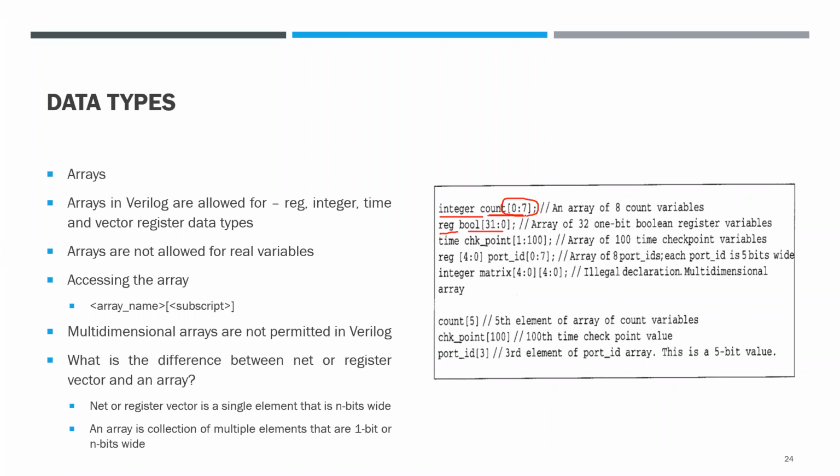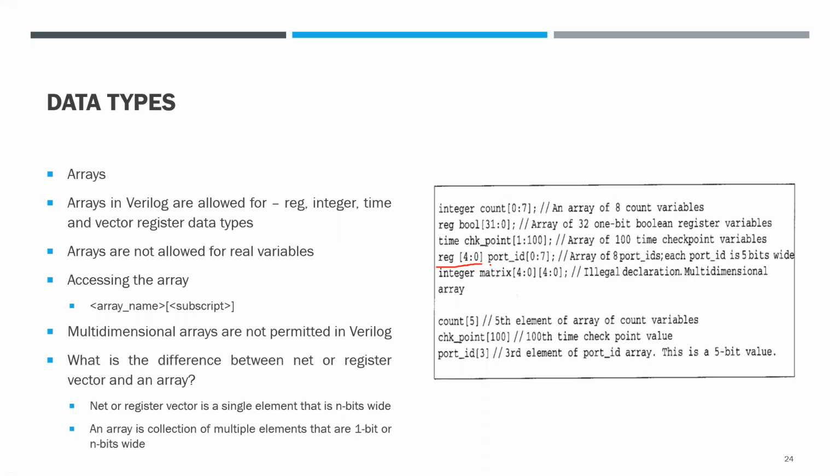So integer we have count, which is containing 8 variables. This looks similar to your vector, but I am considering it as an array of 32-bit boolean. Here it is a timer. Here it is a timing data type. There are 100 timing checkpoints in this case. Now the special case is this one.